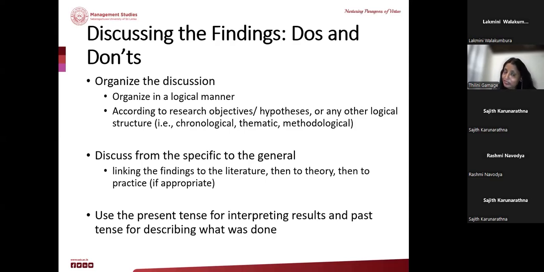So usually the norm is we use the present tense for interpreting results, and past tense we usually use for describing what was done or what we did. So that's how we write most of the time. When we're discussing the findings, we use the present tense for interpreting the results, and the past tense is used when you're describing what you did during the research process, or what others did by referring to previous literature.